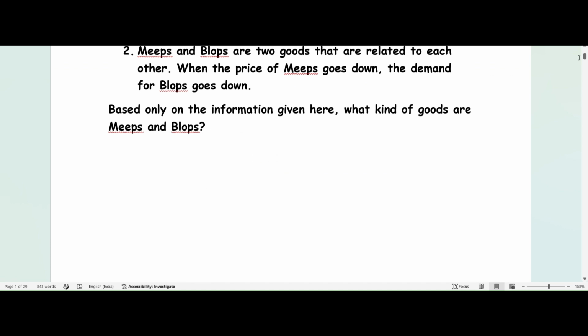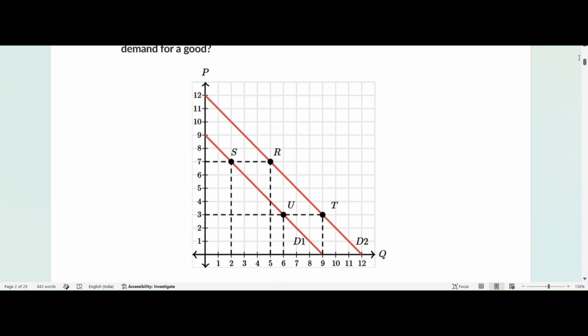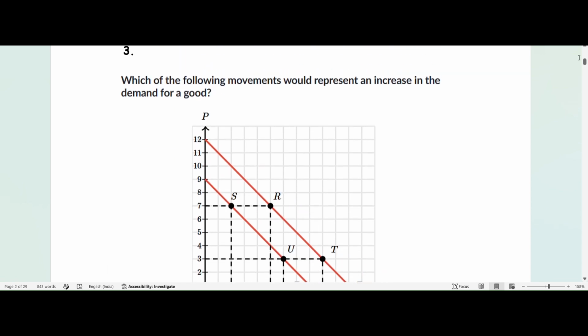The second one is meats and blobs are two goods that are related to each other. When the price of meats goes down, the demand for blobs goes down. Based only on the information given here, what kinds of goods are meats and blobs? And the third is this. Which of the following movements would represent an increase in the demand for a good?